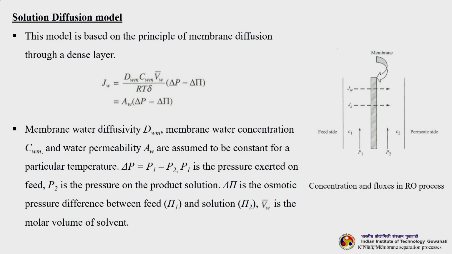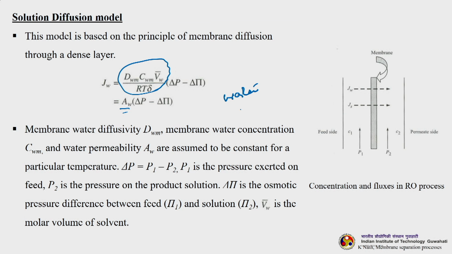The next one is the solution diffusion model. This model is based on the principle of membrane diffusion through a dense layer. We have already discussed solution diffusion in detail, so let us just quickly go through the equation. Jw equals Dwm Cwm Vw divided by RT δ times (ΔP minus Δπ), which can be written as Aw (ΔP minus Δπ). These are constants that can be grouped together. Now, what is Aw? Aw is the water permeability.